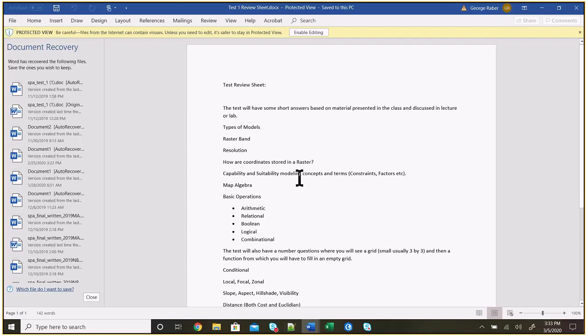Okay, capability, suitability, modeling, terms and concepts. You should go back and review those. What's a constraint? What's a factor? And so on. All right. So this concept of map algebra, that's kind of what I was talking about. You should know that, that's what I was talking about when I was doing these.